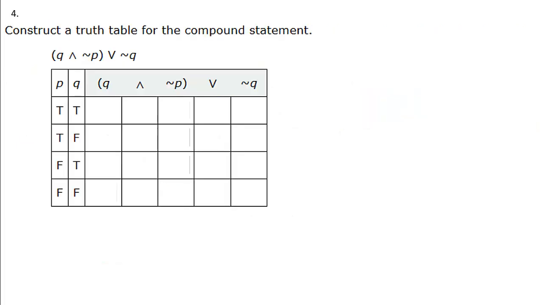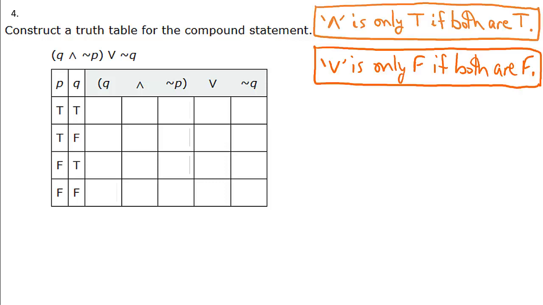Number 4, construct a truth table for the compound statement. So they've built the basic truth table for you, and they've put in the values for P and Q, and you have to complete the rest. So the first thing I would do is just copy the Q column over from column 2 into column 3. So you get true, false, just copy that directly over into column 3.